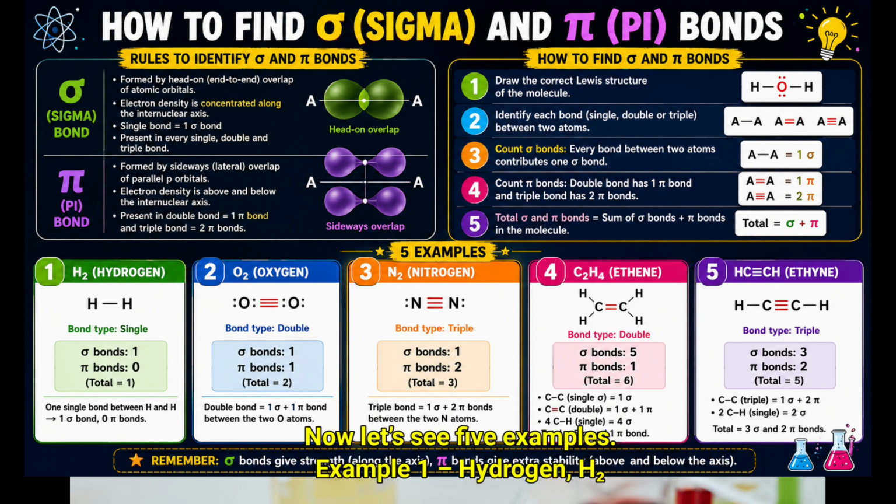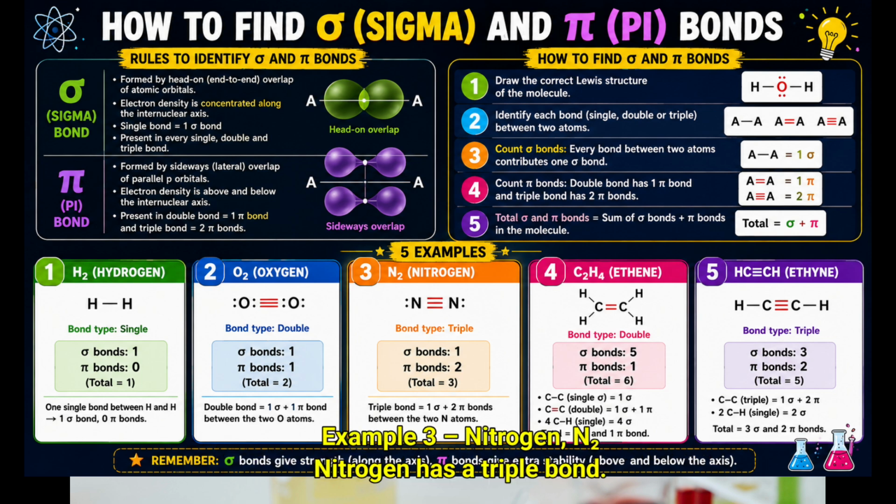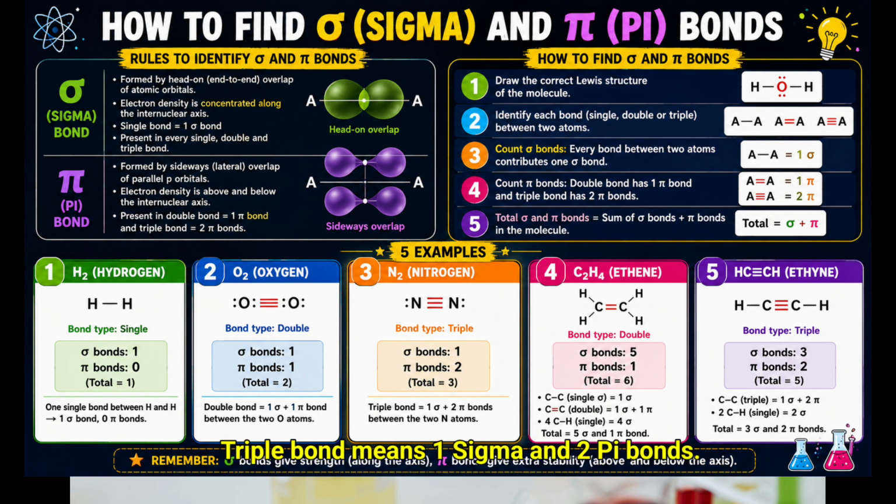Now let us see 5 examples. Example 1, hydrogen. Each hydrogen has 1 single bond, so sigma 1 and pi 0. Example 2, oxygen. Oxygen has a double bond. A double bond means 1 sigma and 1 pi bond. Example 3, nitrogen. Nitrogen has a triple bond. A triple bond means 1 sigma and 2 pi bonds.